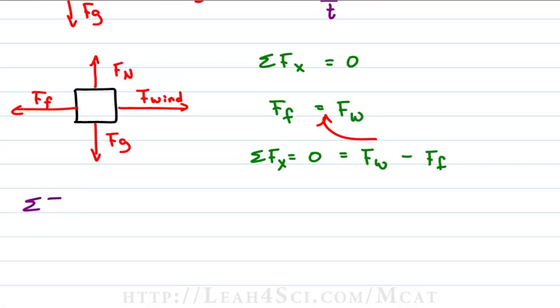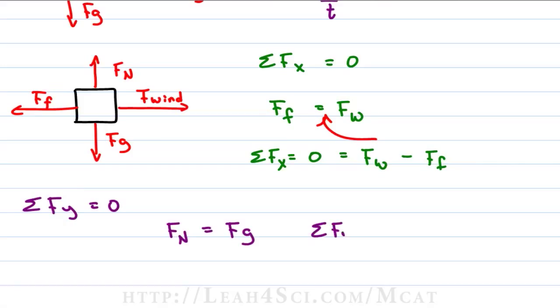We know the block isn't moving, so the sum of the forces in the y direction are equal to 0. The upward force is force normal, and I write Fn so as not to confuse it with a capital N for newtons. The downward force is force gravity. They are equal and opposite to each other, so we set them equal to each other. That's the fast way. Now let's show it the other way.